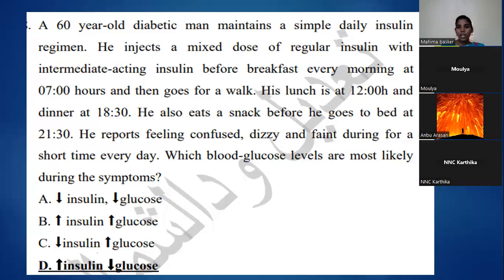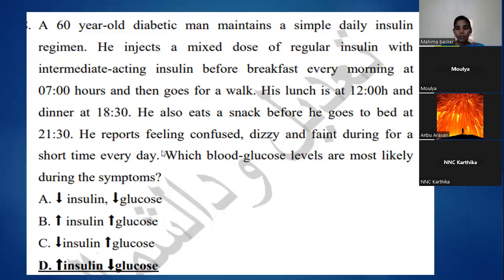Which blood glucose level is most likely during the symptom? They're asking, during the symptom, what will be the problem for the patient? They are injecting regular and NPH. Okay, regular acts quickly, but the intermediate-acting one acts in the mid time. So what will happen?